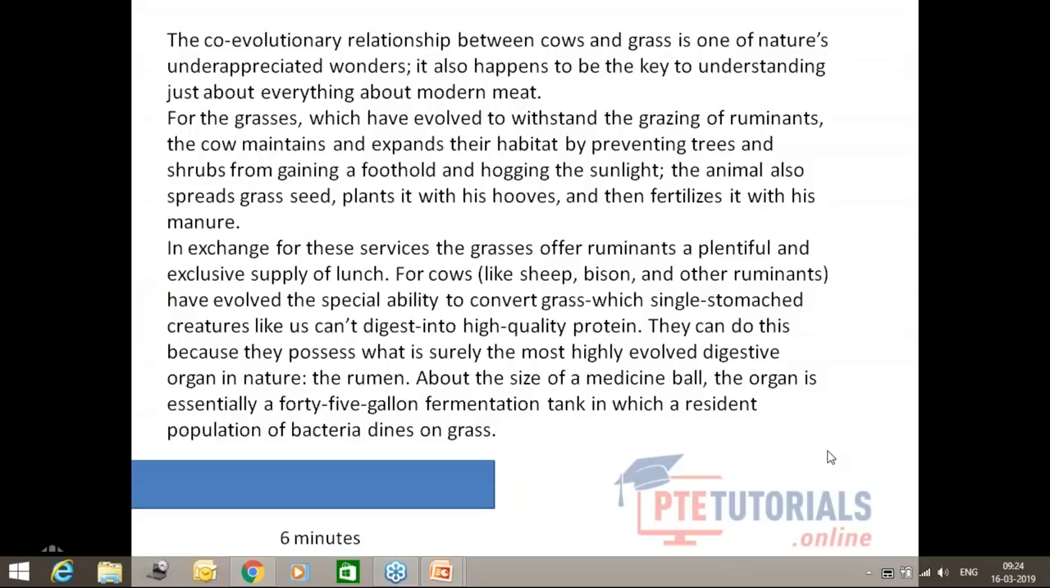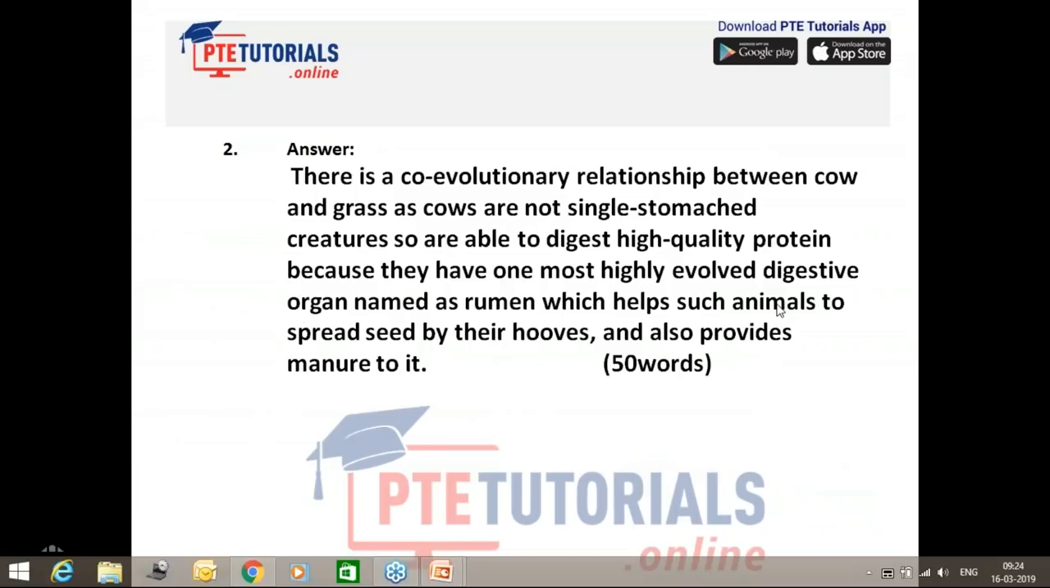Sample answer is, there is a co-evolutionary relationship between cow and grass. As cows are not single-stomached creatures, they are able to digest high-quality protein, because they have one most highly evolved digestive organ named rumen, which helps such animals to spread seed by their hooves and also provides manure to it. It has 50 words. Check your answer. And are you getting the same kind of story? Then give yourself the score.